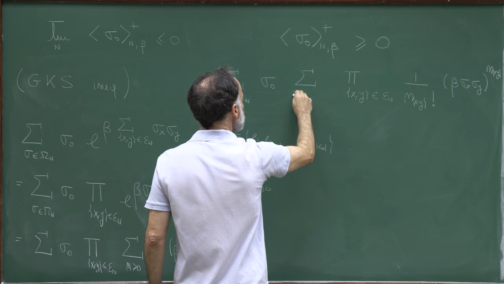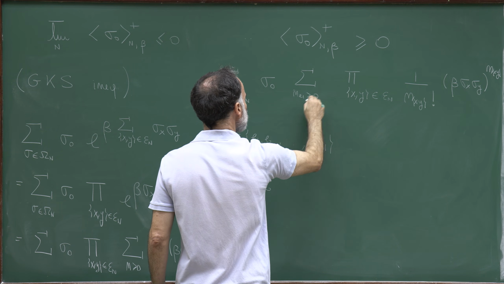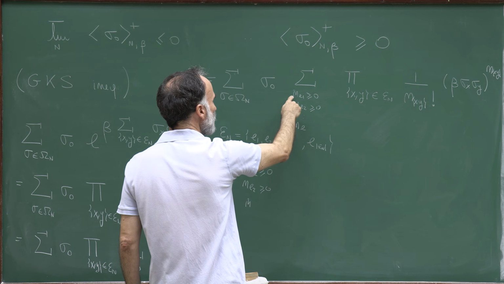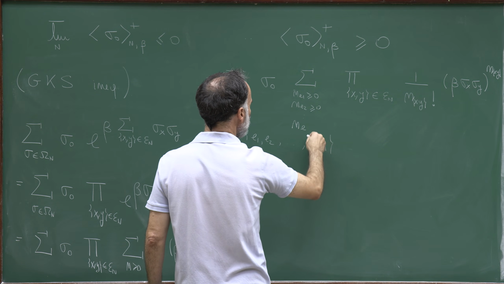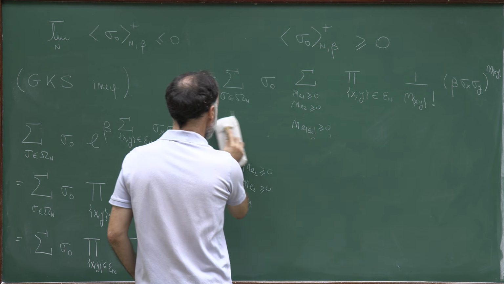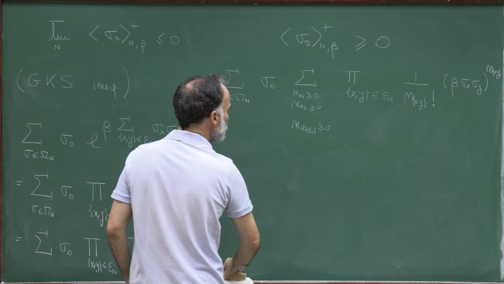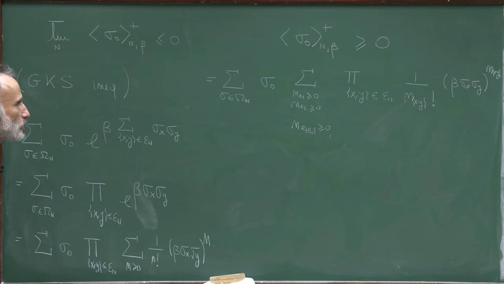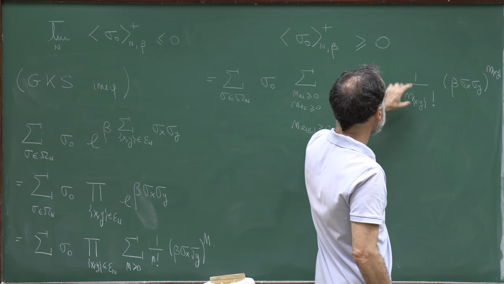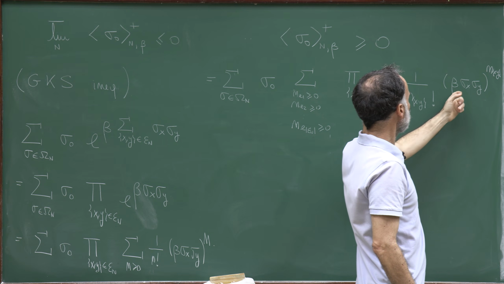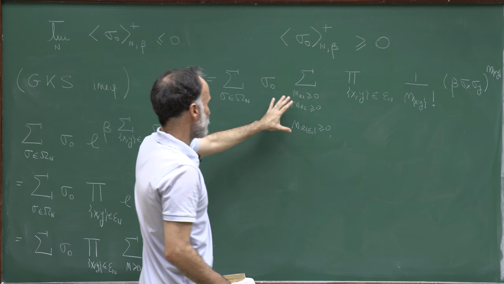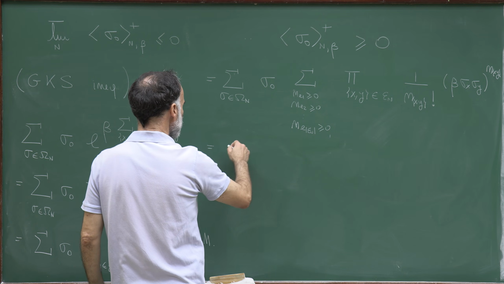So maybe to make it more understandable, let's see that here I'm doing n E1 larger than 0, n E2 larger than 0, n En larger than 0. And where E1, E2, En is an enumeration of all edges of En. And for each edge in En, I'm taking 1 over n factorial, which is this variable, beta sigma x sigma y, to this product. So what I can do, as I usually do, is to invert this sum.